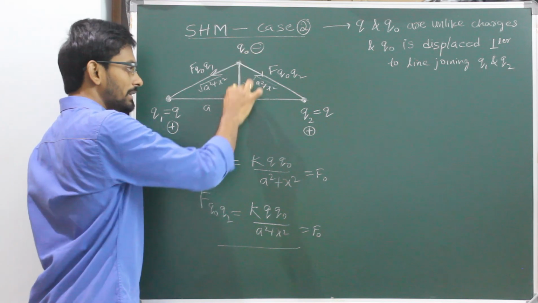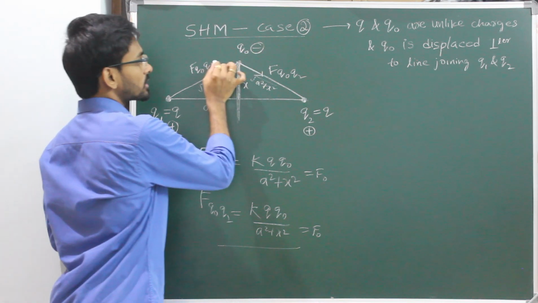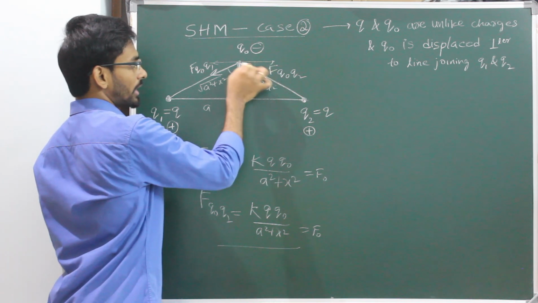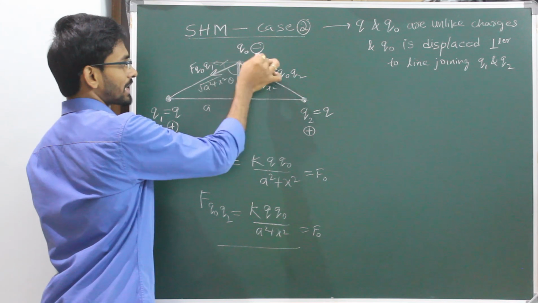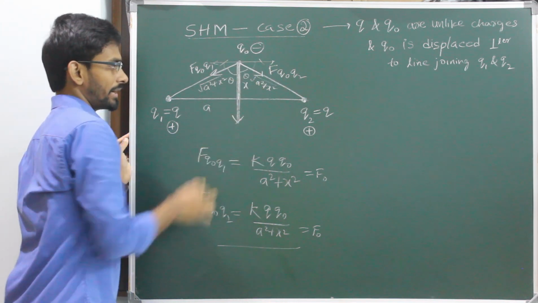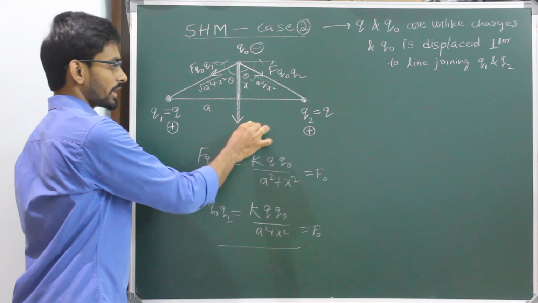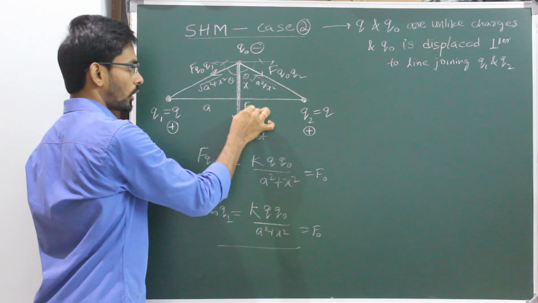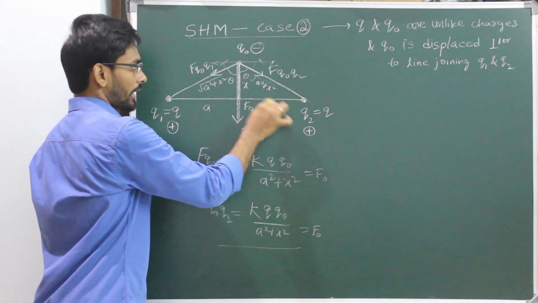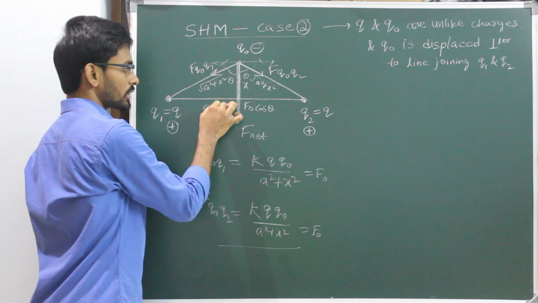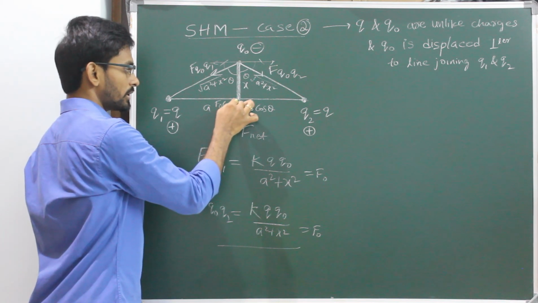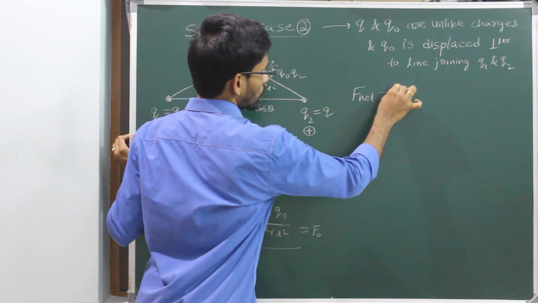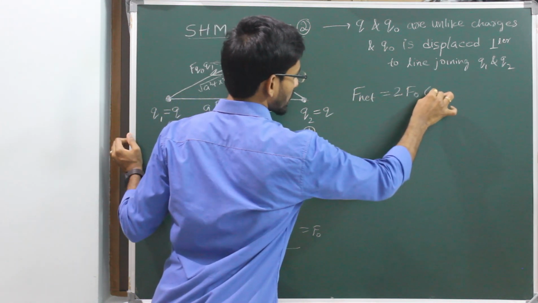Now the net force will be in this direction because the horizontal components of these two equal forces cancel. Let this angle be theta, this angle is also theta, so this is 90 minus theta, 90 minus theta. So the horizontal components get cancelled and the vertical components will be added. Then f net will be in this direction. The component of this one in this direction will be f naught into cos theta, and this one is also f naught, so its component is f naught cos theta. So total f net is equal to 2 f naught into cos theta.